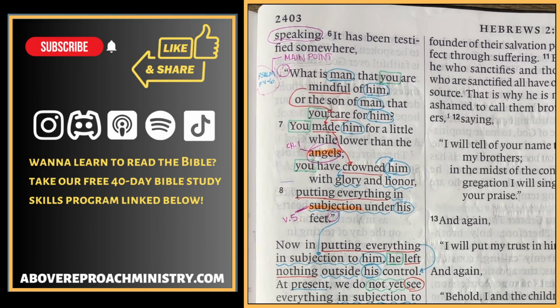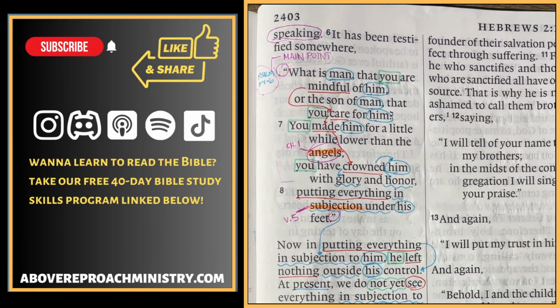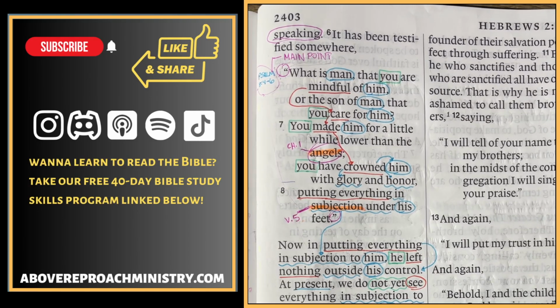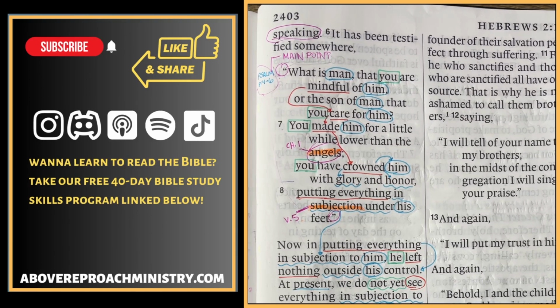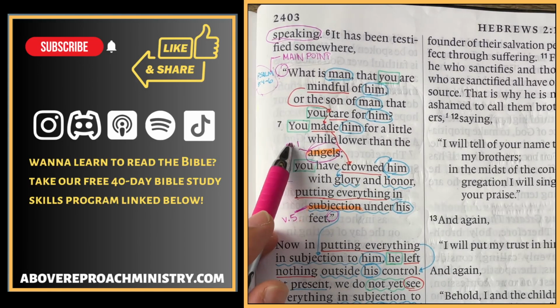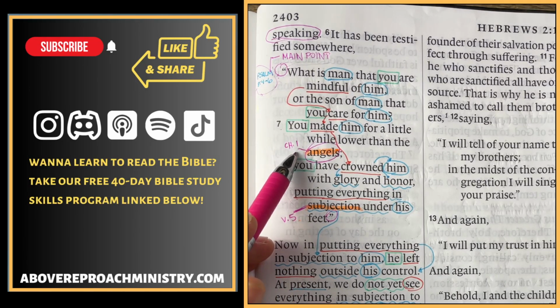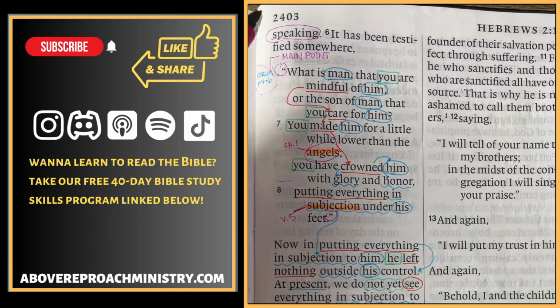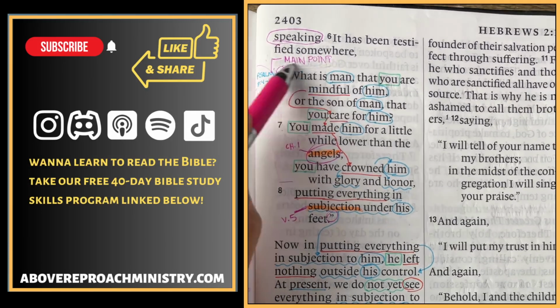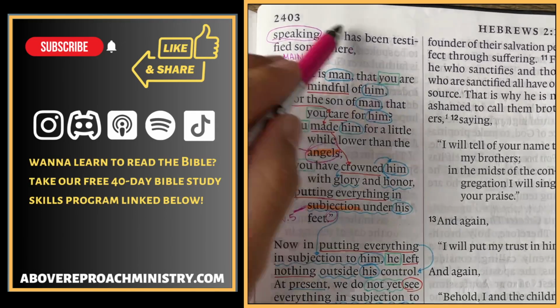So remember, the main point of chapter 2 so far is don't abandon this great salvation, right? Don't neglect the message that you've heard. And then we get into for or because. Let me tell you why. God didn't subject the future world to angels. Let me show you what I mean. And he's going to use the Old Testament to prove that.